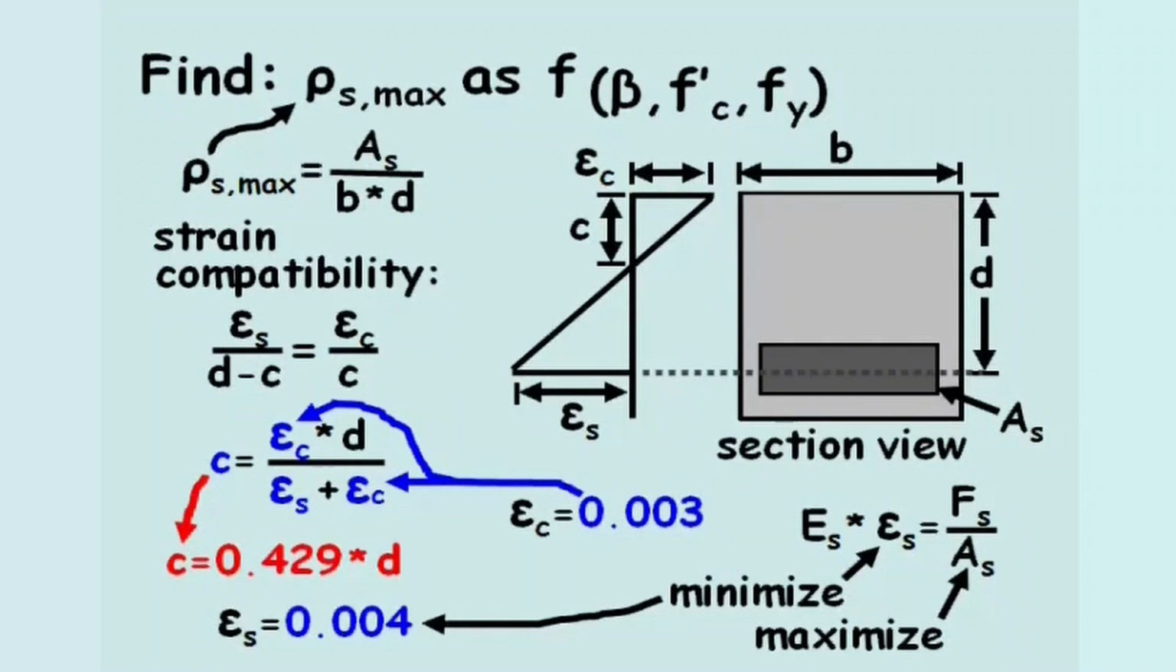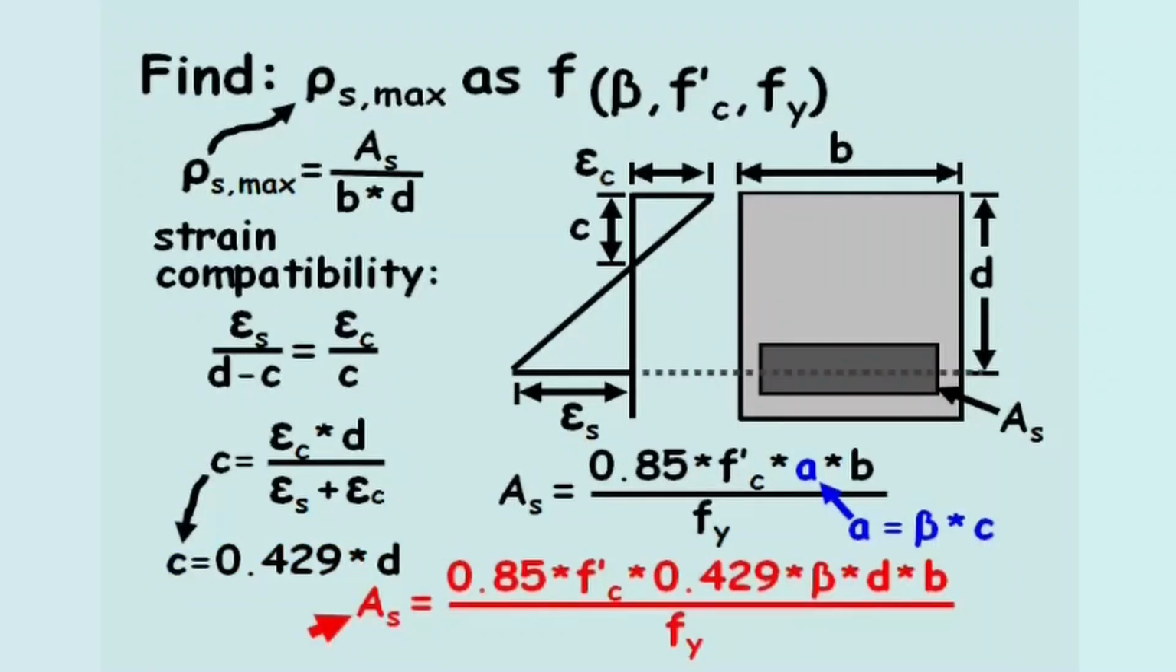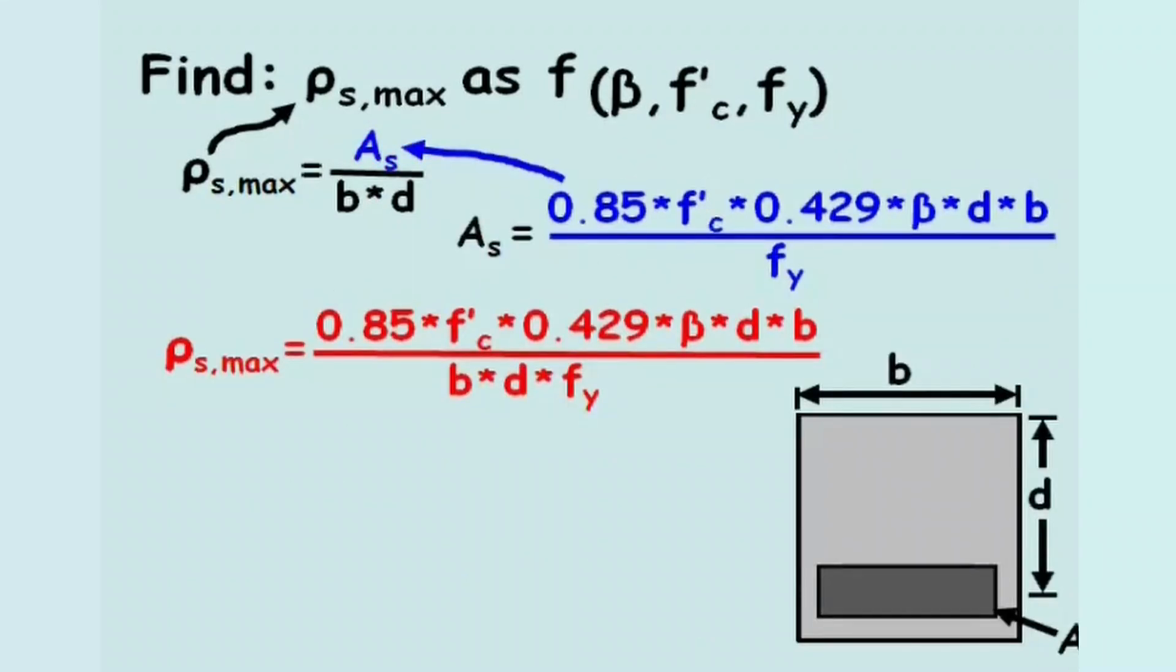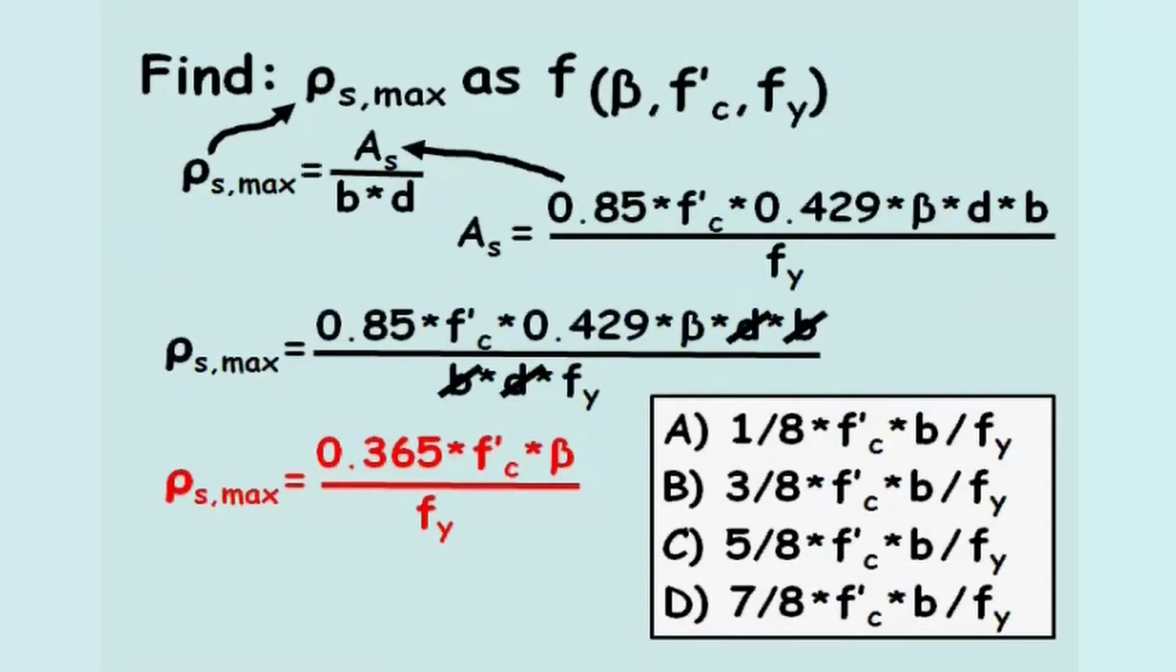Now we can plug this value of c into our equation for a, which makes the area of steel equal to a function of beta, f'c, and fy. If we substitute this value for the area of steel in to find the steel ratio, we notice that the terms for the beam width, b, and the depth to steel, d, cancel out of the equation, and the maximum steel ratio equals 0.365 times f'c times beta divided by fy. When reviewing the possible solutions, the answer is B.